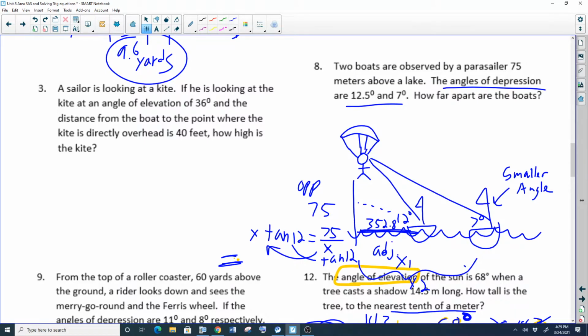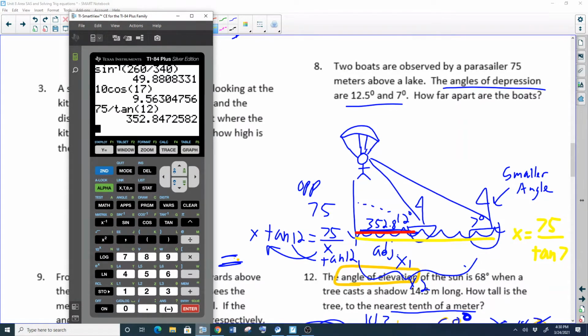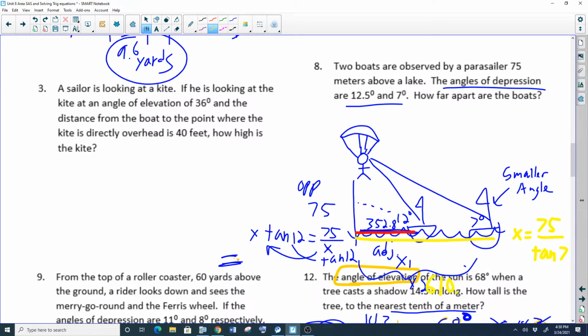So that's this distance of that boat right there. Let's do a red line there. And then the other line will be this distance all the way across, which we're going to do next with the angle of 7. Awesome. And so instead of doing 75 over tangent 12, now we're going to do 75 over tangent 7. And the reason why is because we're doing the smaller angle now, which is going to give us a bigger distance, which is what we need. So 610.8. So then this bigger long distance is 610.8.